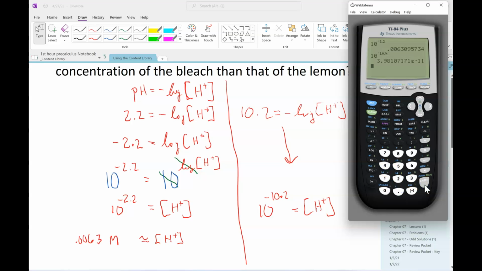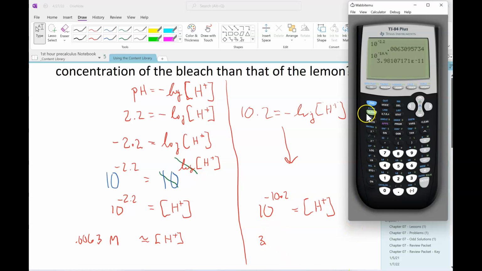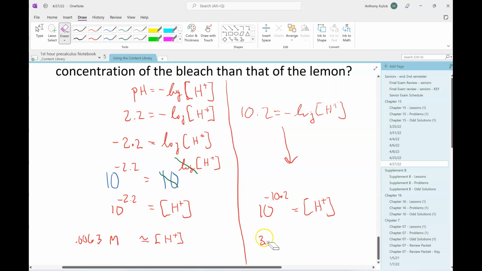Whoa, wowsies. So that is going to be 0.38 or 398 times 10 to the negative 11. Do you mean to do it 10.4? Nope. Thank you. Ah, there we go. 6.31 times 10 to the negative 11.